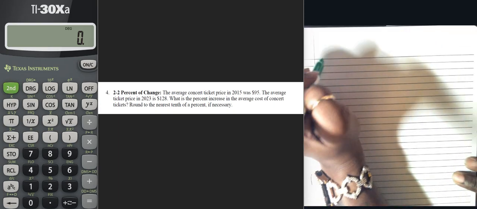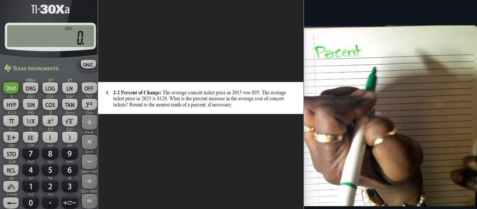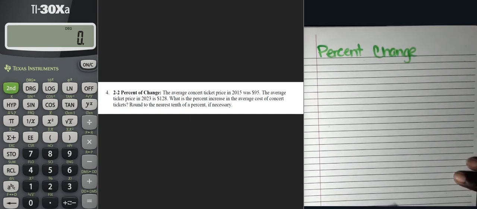All right. So, in these two problems that we are going to work on, we are going back to lesson 2 where we talked about percent change. So if you're unfamiliar or you still need some help on that, that is found in lesson 2. So in regards to this, we say the average concert ticket price in 2015 was $95. The average ticket price in 2023 is $128. What is the percent increase in the average cost of concert tickets? Round to the nearest tenth of a percent if necessary.